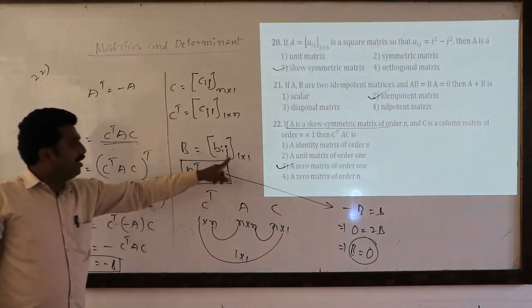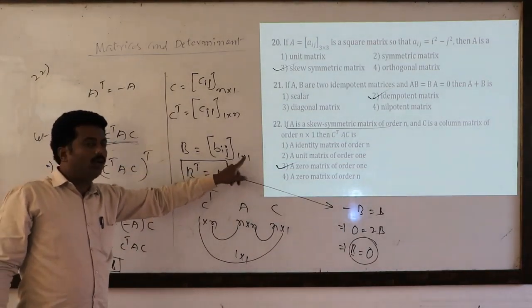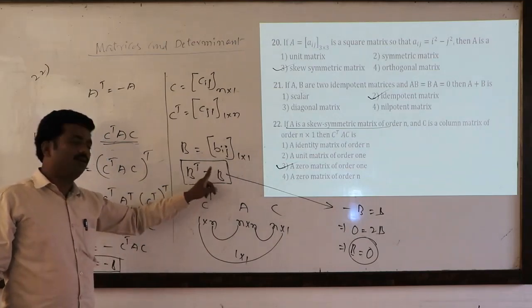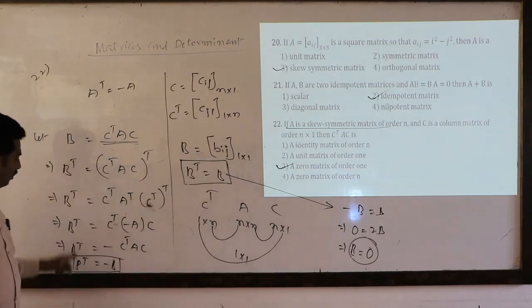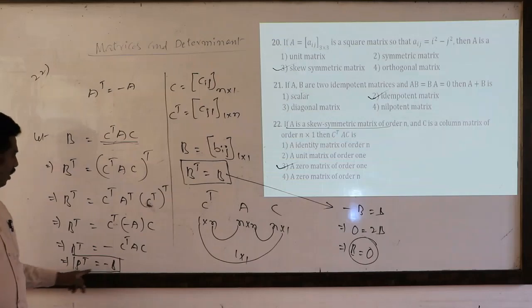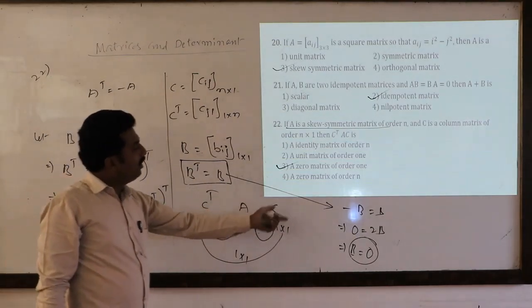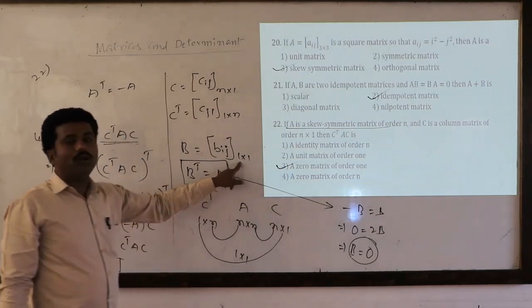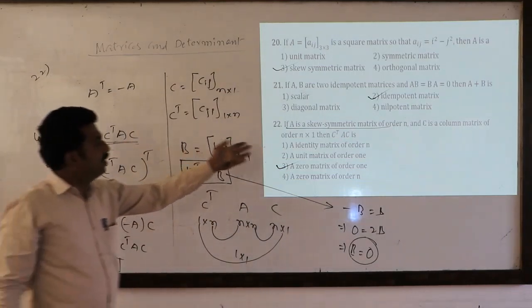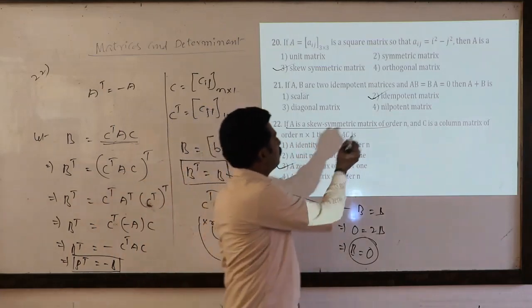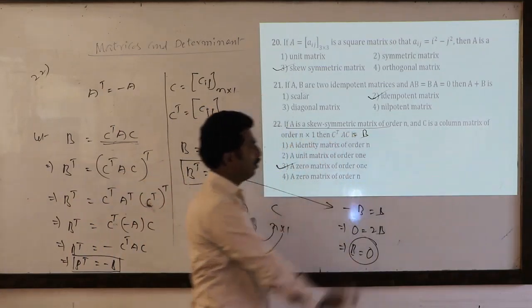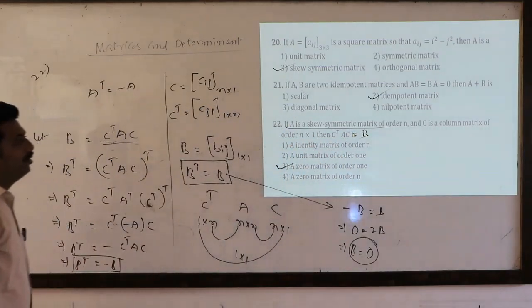So any square matrix of order 1 by 1, B transpose equal to B will come. So from this, B transpose equal to minus B. B transpose we are substituting here, so B equal to 0. So B is a null matrix of order 1 by 1. B is nothing but C transpose A C. So this is I am taking B only. So that point you have to remember.